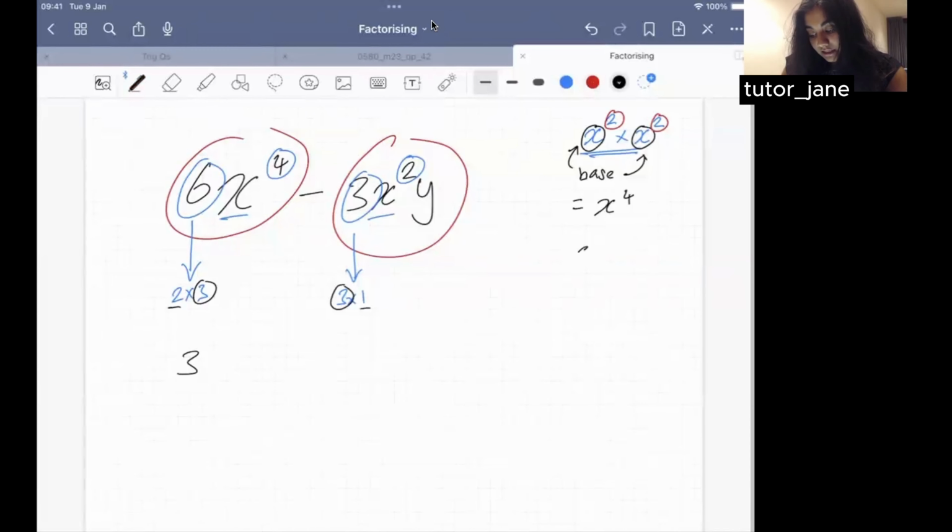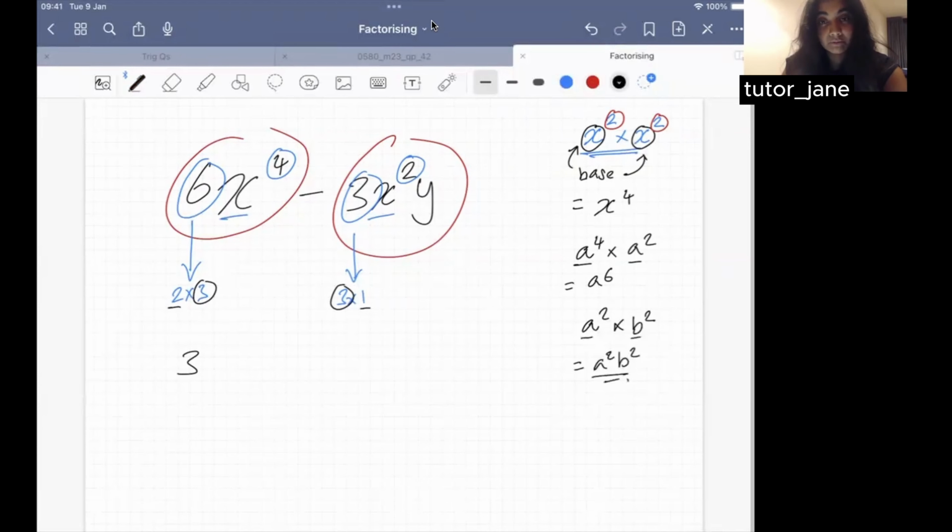If we had a to the 4 times a squared, this will be a to the power of 6, right? We have the same base. If we had a squared times b squared, this would just be a squared, b squared, because a and b are different bases. And so we can't do anything with the powers. We can't add them together in that sense. Okay, cool. Quick lesson on indices.